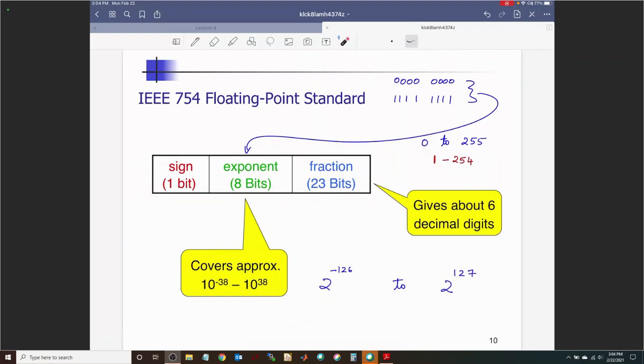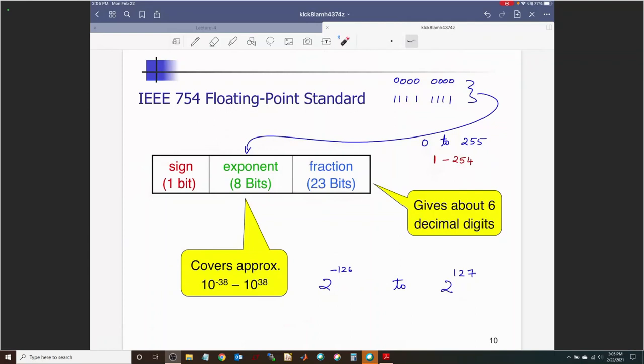And the reason was this exponent field being 8 bits. So that's like going from all zeros to all ones. All zeros is 0 and all ones is 255. So that gives you a range of 256. You're going to need one sequence for 0, one sequence for infinity. So if you remove those two at the edges, you are left with 254.